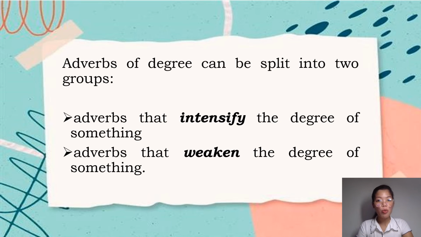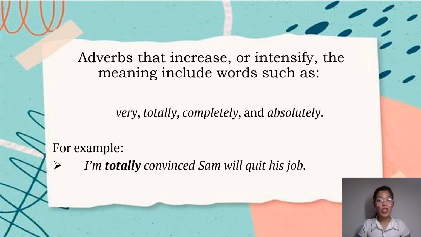Also, adverbs of degree can be split into two groups. First, adverbs that intensify the degree of something. Second, adverbs that weaken the degree of something. The first group, adverbs that increase or intensify the meaning, includes words such as very, totally, completely, and absolutely. For example, I'm totally convinced Sam will quit his job. Totally here intensifies the degree of the meaning of the word convinced.